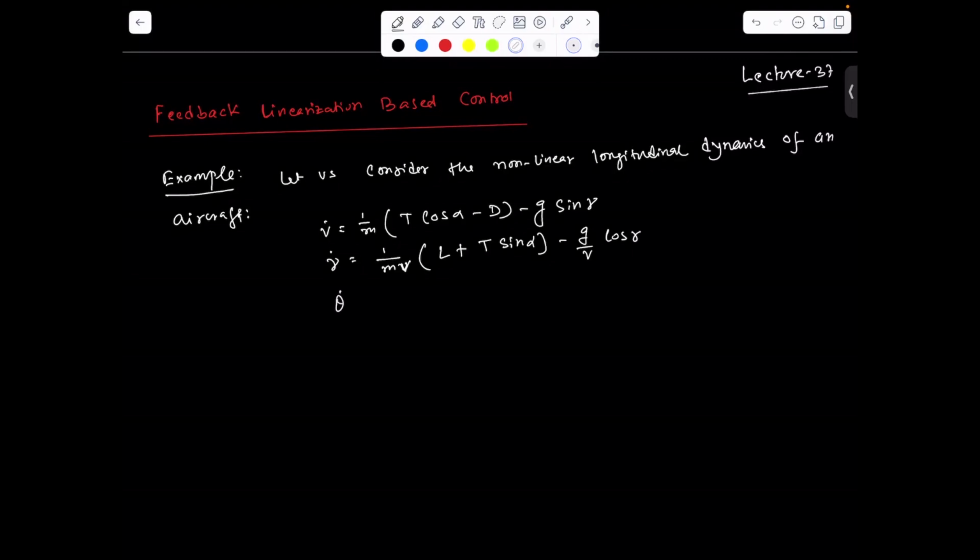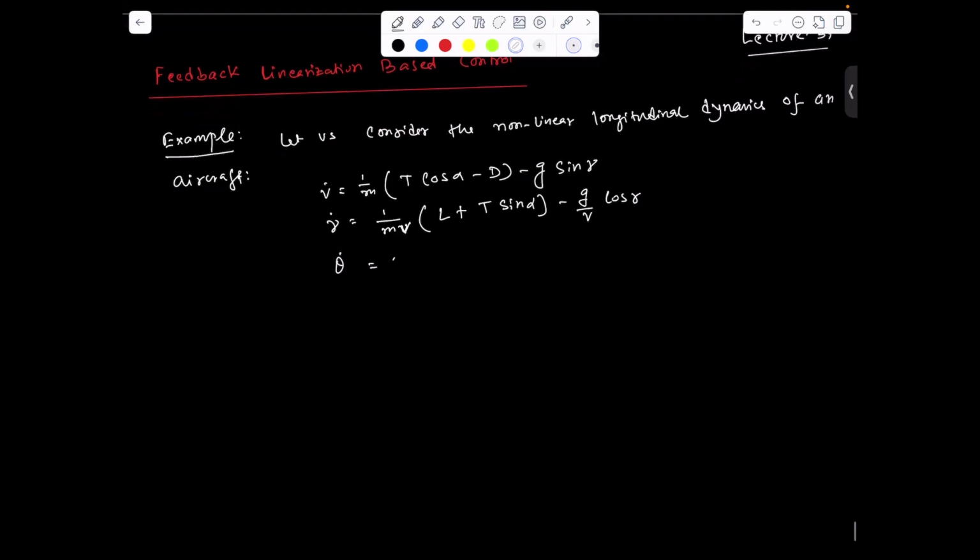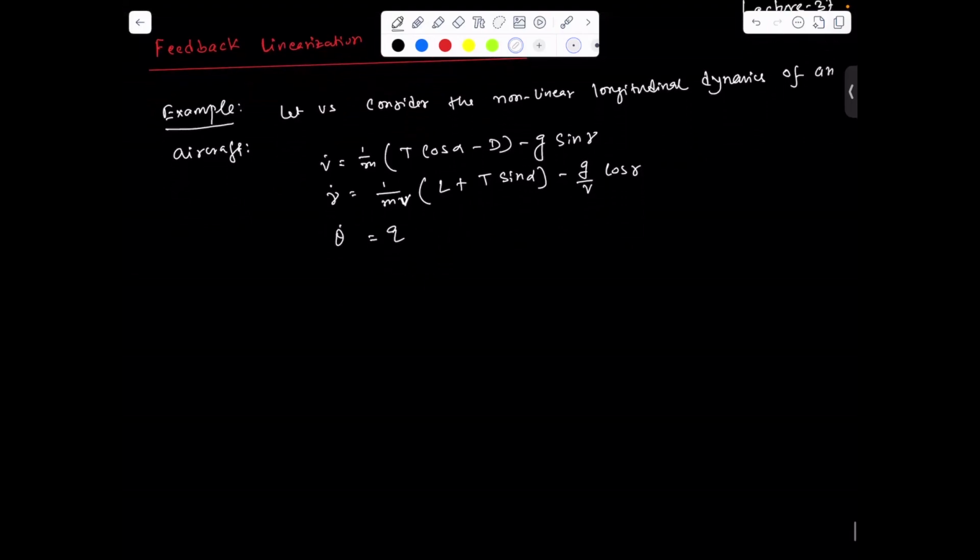and theta dot equal to q, and q dot equal to M by, this is the capital M, moment divided by I y. So this is the full longitudinal motion dynamics of an aircraft.